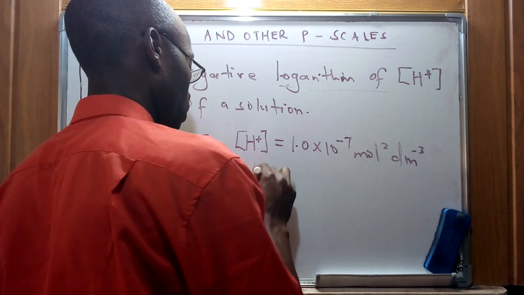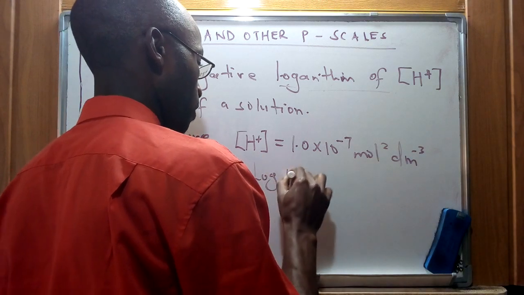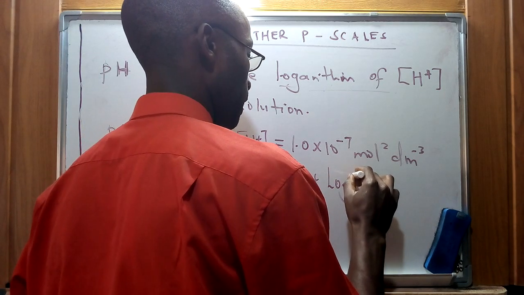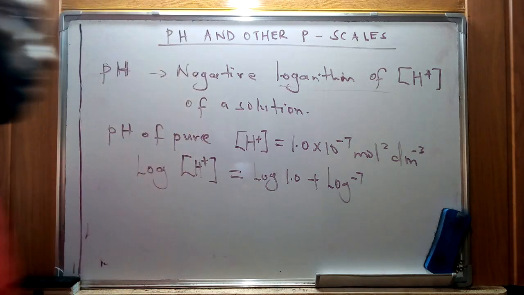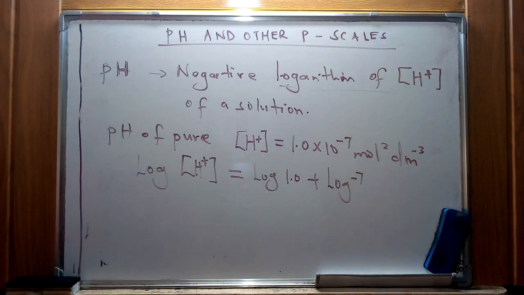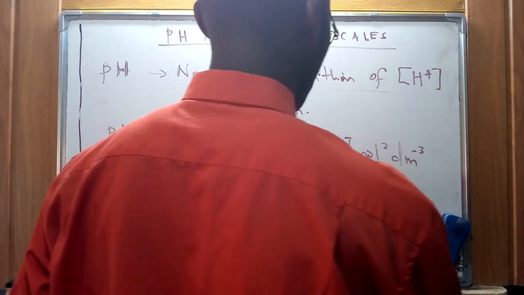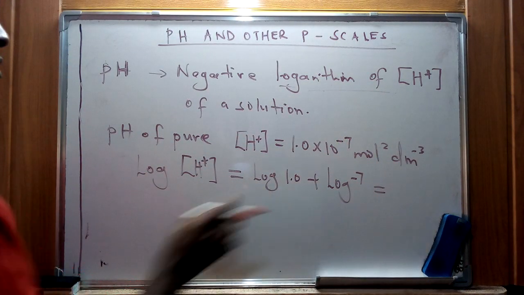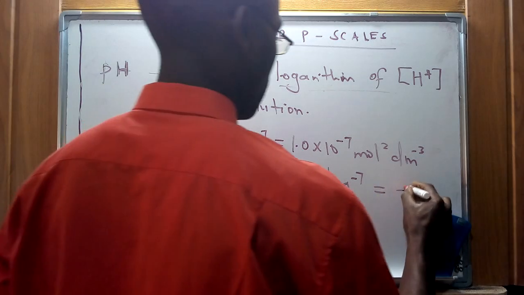So therefore this is going to be the log of 1 plus the log of negative 7, and this is going to be log to base 10 of those particular values. Now if we try to consider, the log of 1 to base 10 is equivalent to 0. So therefore this is going to disappear and therefore give us negative 7.